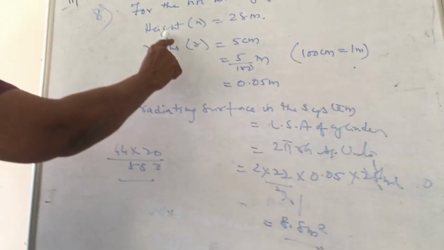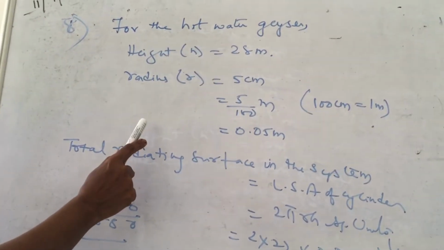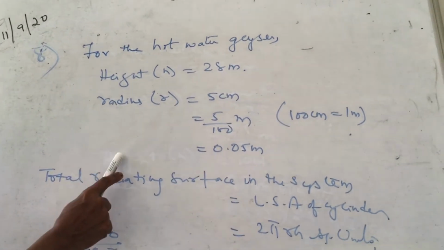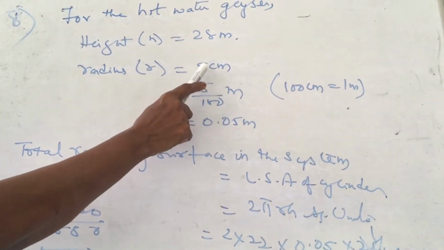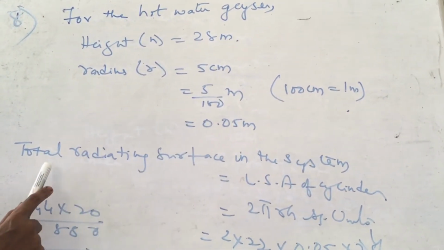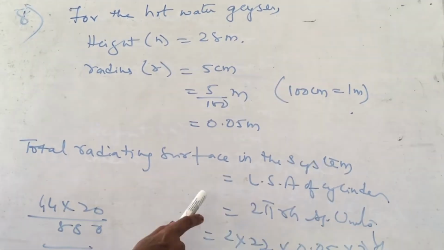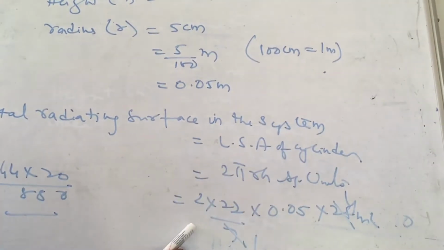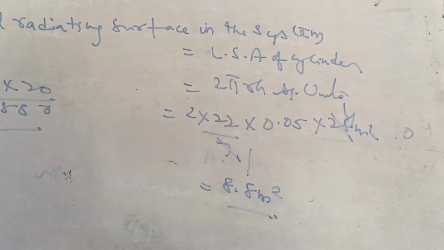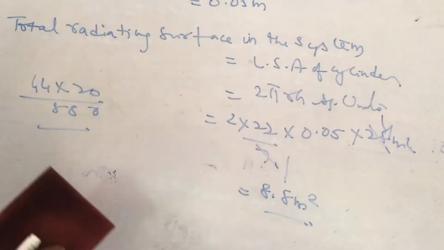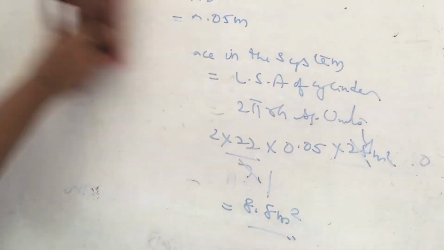For the geyser, you are given the height, and the radius is given in centimeters. Convert the centimeters to meters. The total radiating surface is nothing but the LSA of the cylinder, which is equal to 2 pi RH, that is equal to 8.8 square meters.